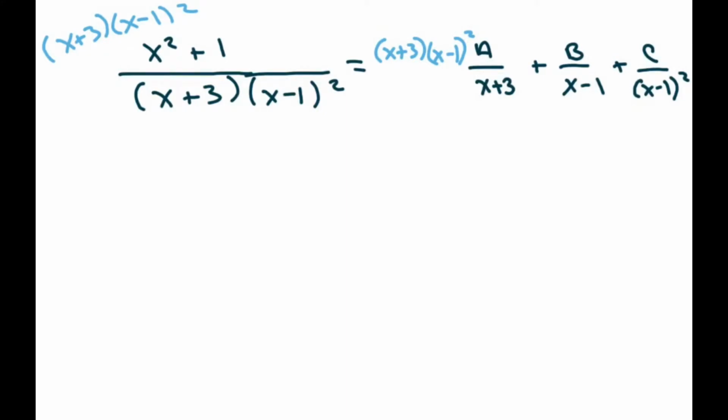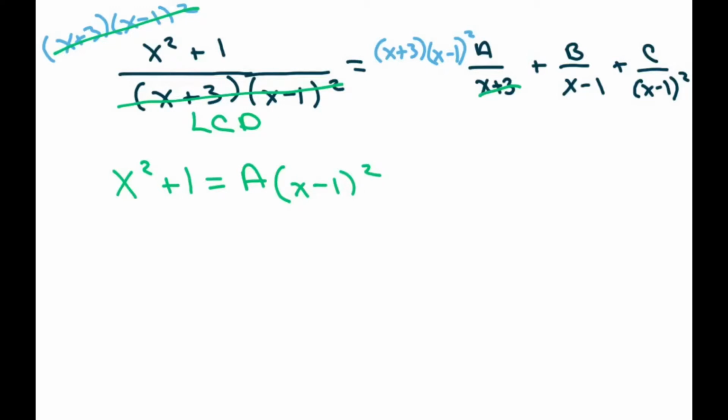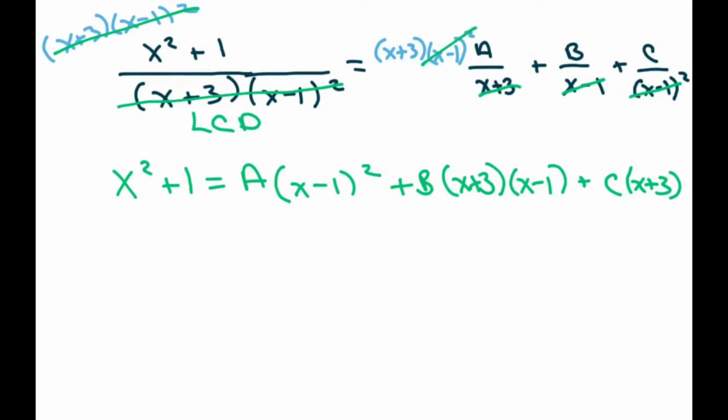And the first thing we want to do is clear the fractions. So we clear this out, and you multiply by your least common denominator. So we're going to have x squared plus 1 equals A. Now this cancels, and we have A times x minus 1 squared plus, and this one cancels out, we're going to have B times x plus 3 times x minus 1 plus C, this cancels out with that, times x plus 3. Now we want to choose numbers to solve for A, B, and C.